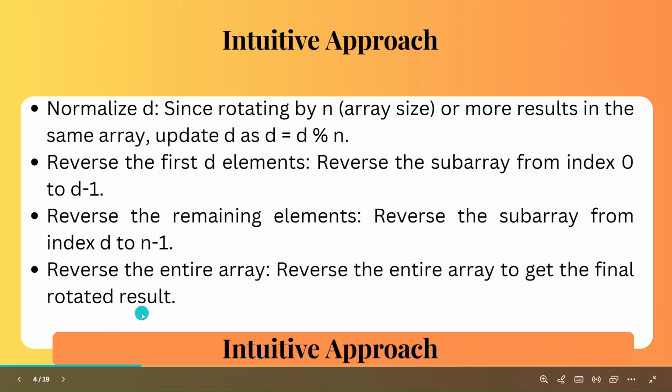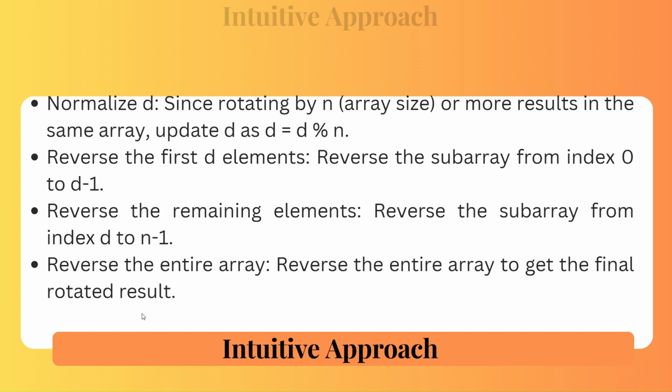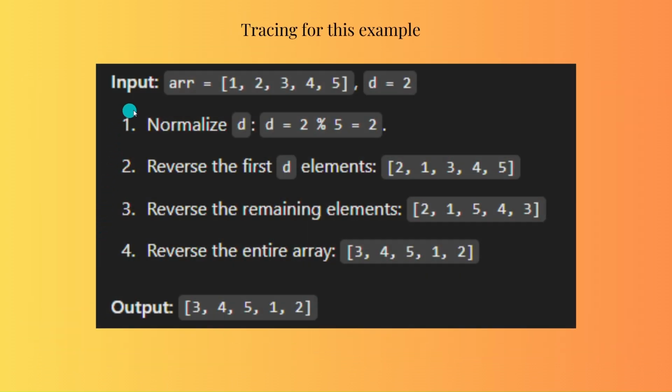Now let us see the tracing for this example. The input array here is 1, 2, 3, 4 and 5. The d value is equal to 2. Since d is equal to 2, we have to shift the first two elements from the left to the right. That is, initially the 1 is lifted from the left and pushed to the right. So the array will be 2, 3, 4, 5 and 1. Next, again we rotate it so that we get the answer 3, 4, 5, 1, 2.